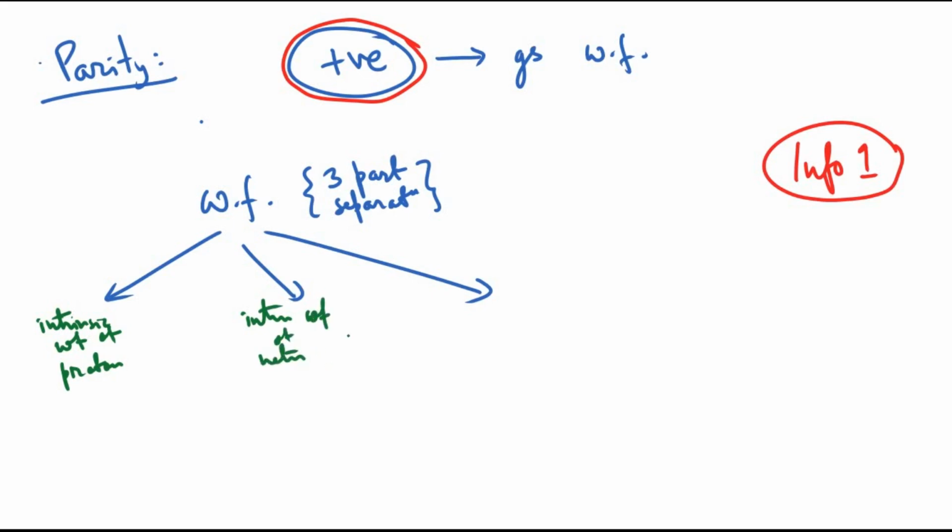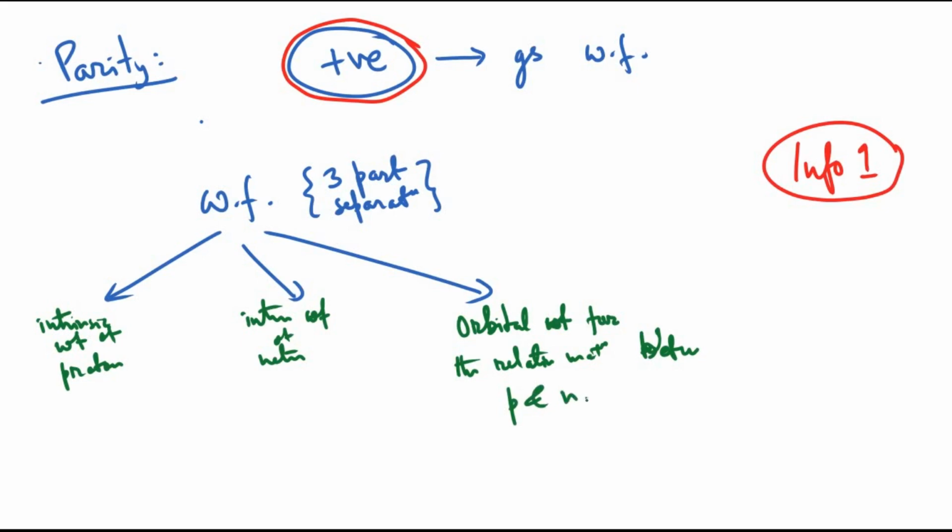And what next? Relative concept. So the next is the orbital wave function. And what does this describe? Orbital wave function for the relative motion between the proton and neutron. Right.